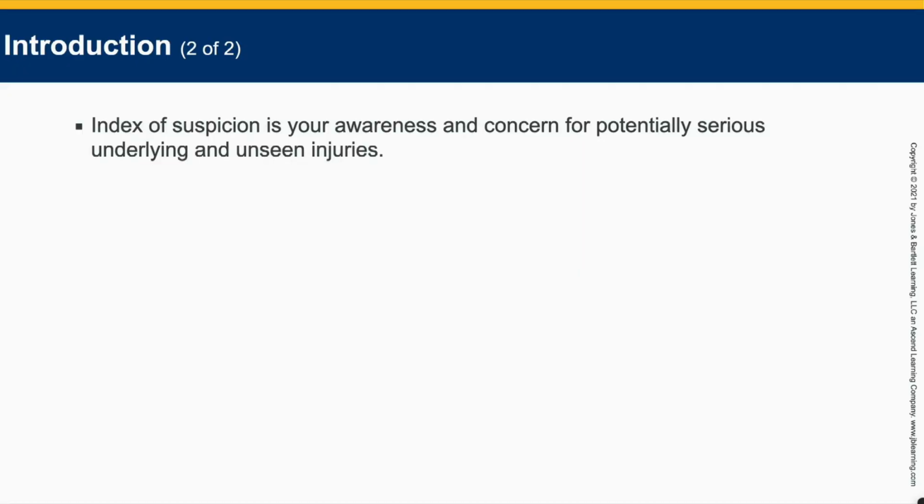One of the most important concepts in trauma is your index of suspicion. This is your awareness and your concern for serious injuries that you can't immediately see. Just because a patient looks okay on the outside doesn't mean everything is okay on the inside. You always want to be thinking ahead, based on the mechanism of injury, what could be going on internally. That mindset is what helps you catch life-threatening injuries and treat your patient appropriately.